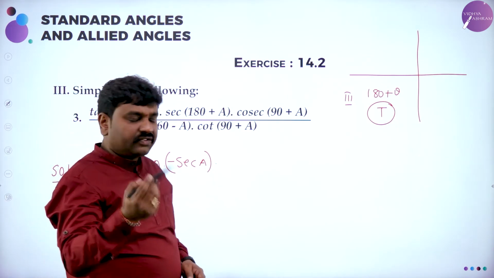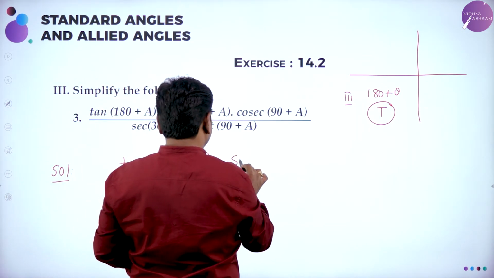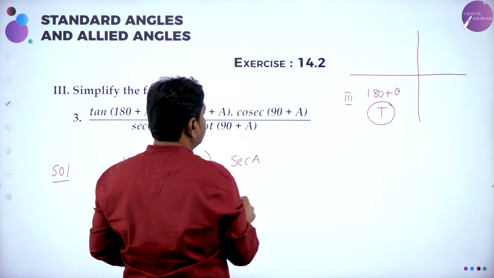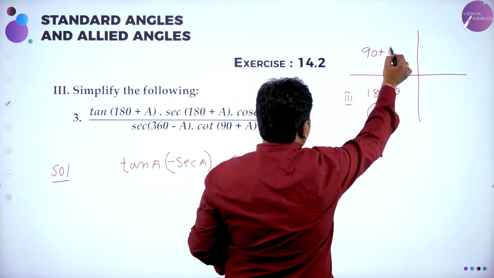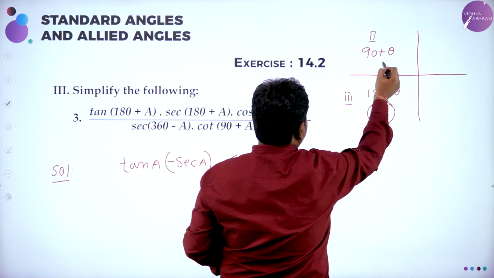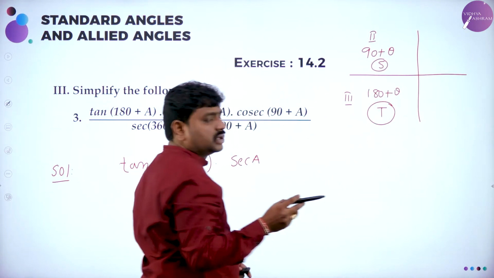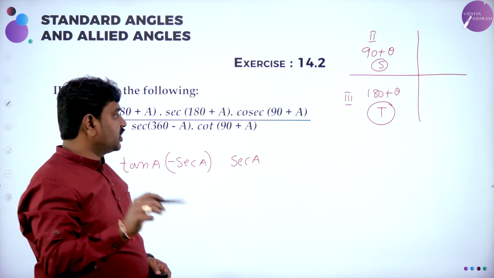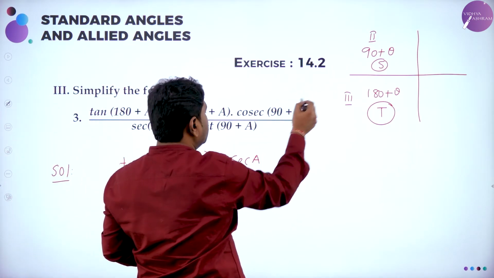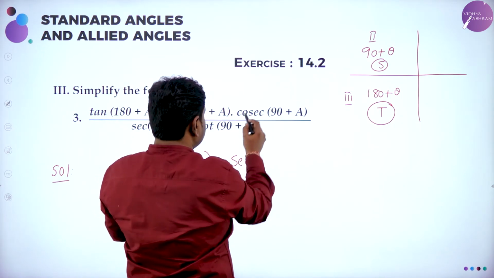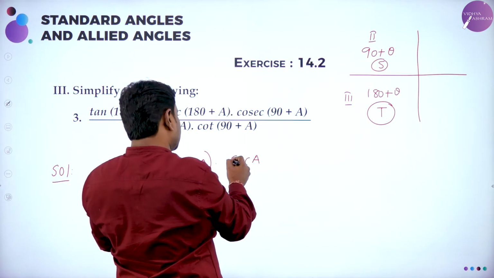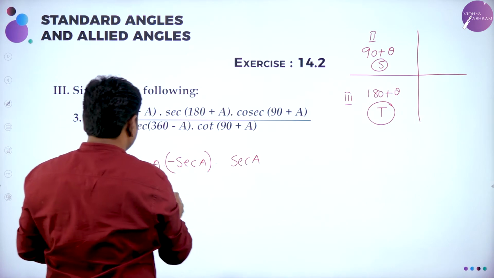And cosecant of 90 plus A. So for 90 again the function changes, cosecant changes to what? Secant A. 90 plus A lies in which quadrant? 90 plus A lies in the second quadrant. In the second quadrant, the alphabet is S. S means what? Sine as well as cosecant are positive, sine and its reciprocal cosecant. So this is cosecant, it will be positive. So cosecant changes to secant A, but the answer is positive secant A.